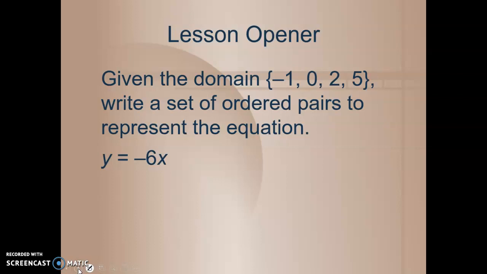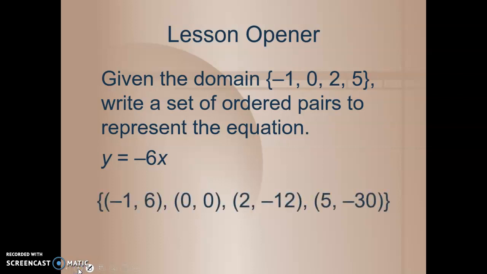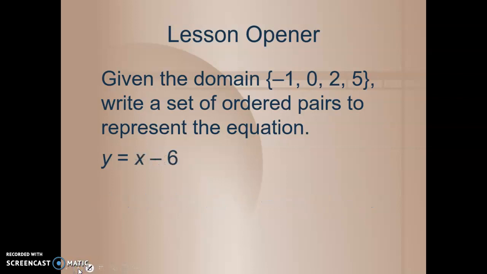Okay, hopefully you remembered to create a chart, x on the left column, your function rule in the middle, and y on the right column. And when you plugged in each of those values, protecting your negative signs by substituting using parentheses, you get -1, 6, 0, 0, 2, -12, and 5, -30.